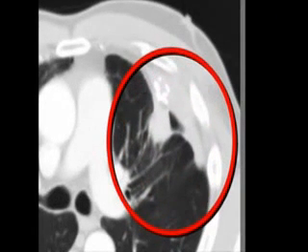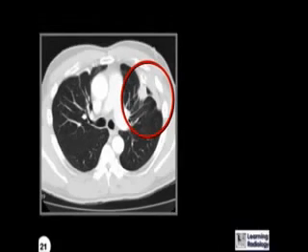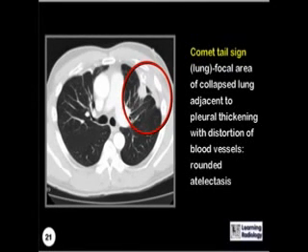What is the name of this sign? This is the comet tail sign, which is from a focal area of collapsed lung adjacent to an area of pleural thickening with subsequent distortion of the blood vessels. It's seen in rounded atelectasis, which is most often due to asbestos-related pleural disease.